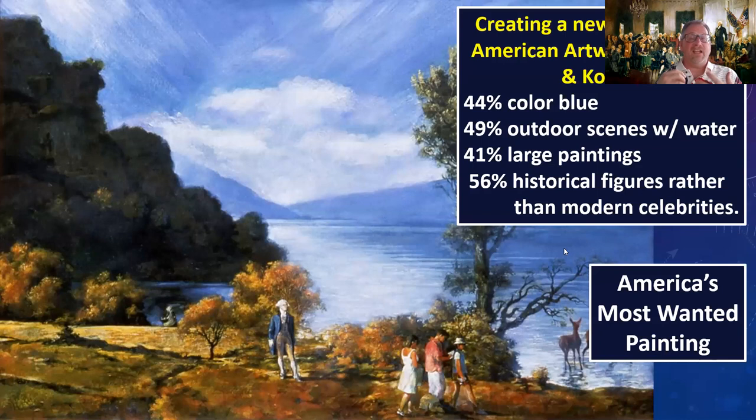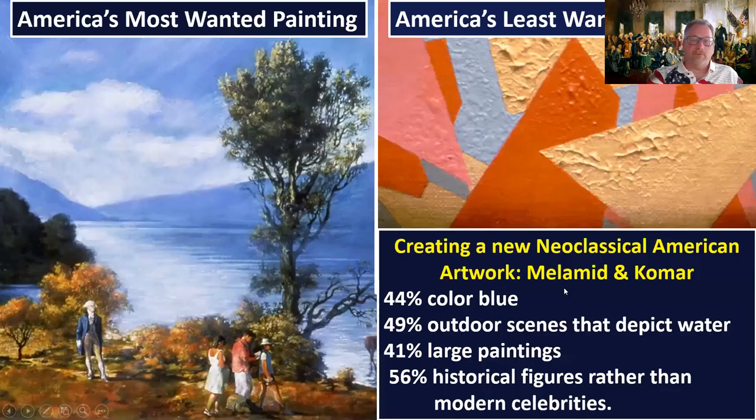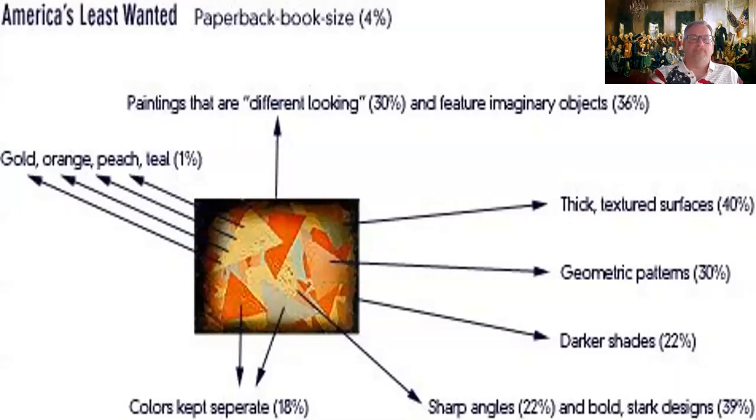So 44% of us wanted the color blue. There's blue. 49% wanted outdoor scenes with water, which is more than anyone else. 41% wanted large paintings, so it's the size of a refrigerator. 56% wanted historical figures, and the most famous historical figure, George Washington. And so this is America's Most Wanted when we combine what ideas we want to celebrate from America. Here are the different kinds of variations, the shades that we voted on. And over on the right, America's Least Wanted painting. Those are the colors, the shapes, the ideas that we actually hate the most. I can live with that one.